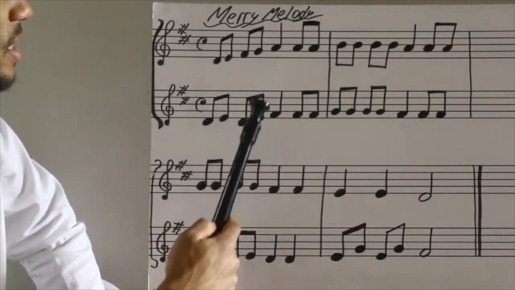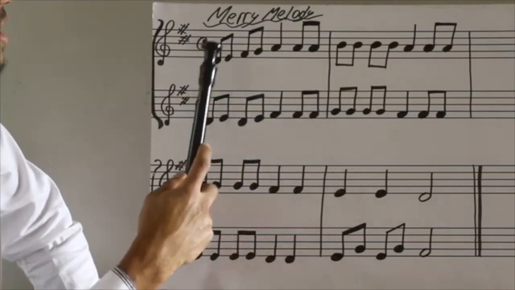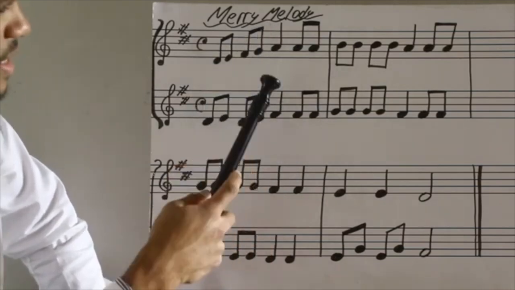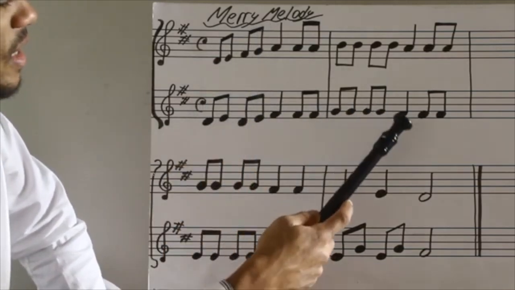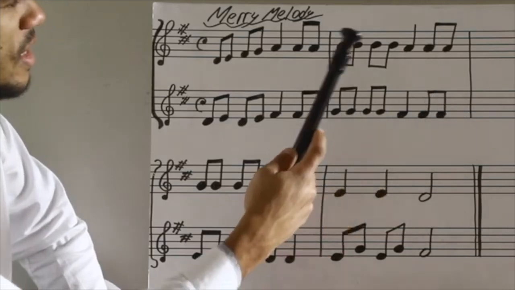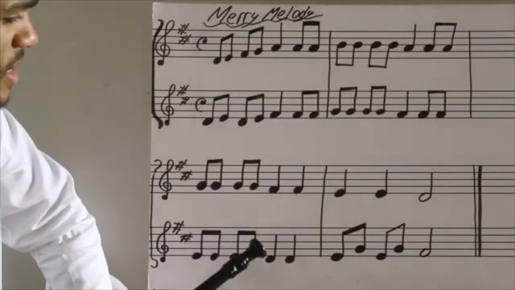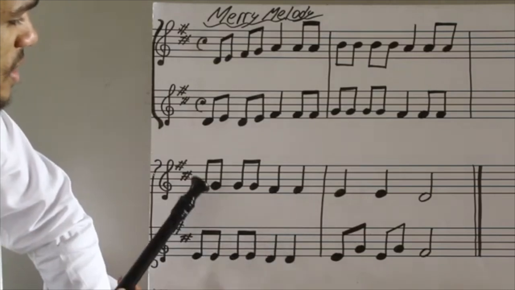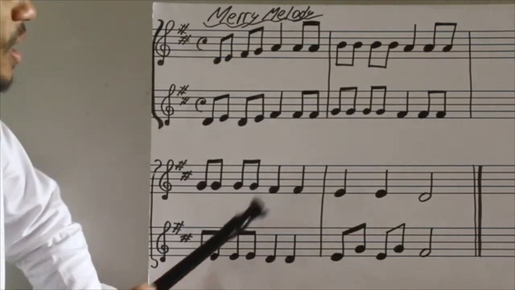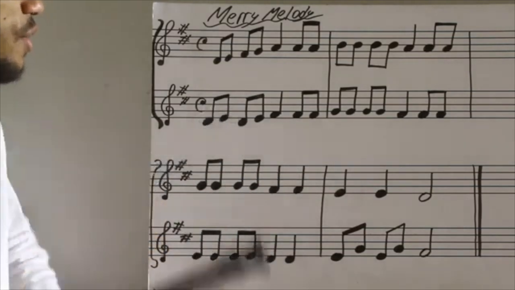So we have T, T, T, T, ta, T, T. Here we have T, T, T, T, ta, T, T. Exact same thing. Same thing. Even down here, T, T, T, T, ta, ta. Melody line, T, T, T, T, ta, ta. So rhythm is the same, but the notes are different.